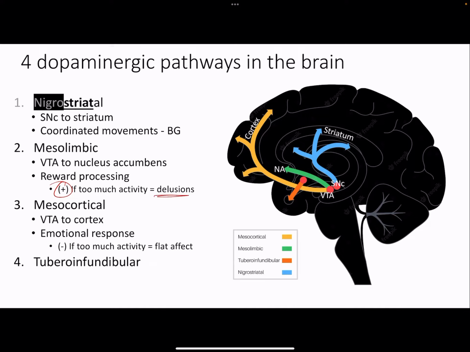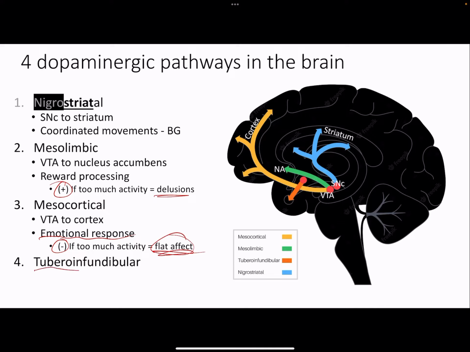The mesocortical pathway is the ventral tegmented area, VTA, to the cortex, and this plays a role in regulating emotional responses to something. So if you don't have enough of this, then you're going to have a flat affect, where someone says, we have terrible news, your father has died, and you say, oh, okay. Or someone says, we have terrific news, you won the lottery, and you go, oh, okay, that's a flat affect.